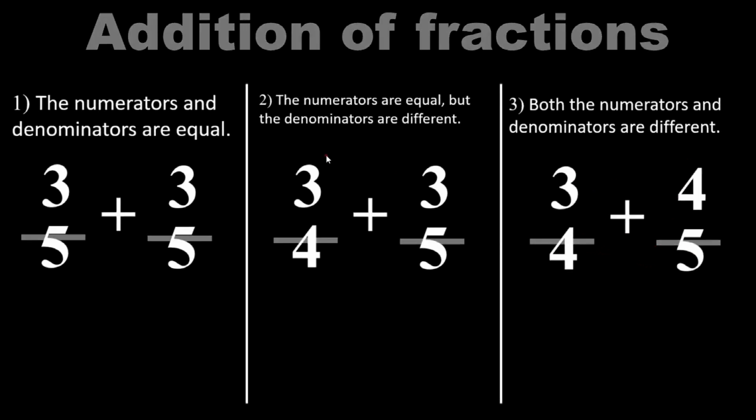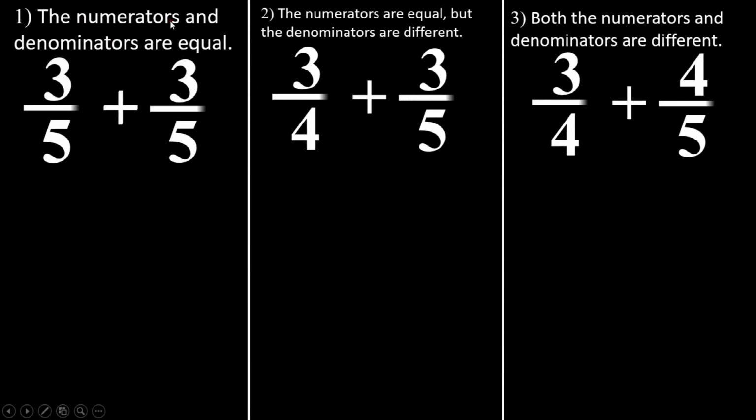When adding fractions, you will typically run into three common scenarios. First, where the numerators and denominators are exactly the same. Second, where the numerators are equal, but the denominators differ. And third, where both the numerators and denominators are completely different. Let's look at how to solve each one.